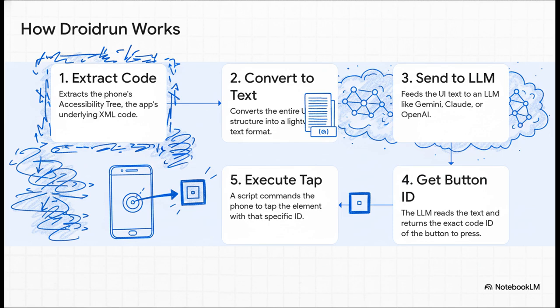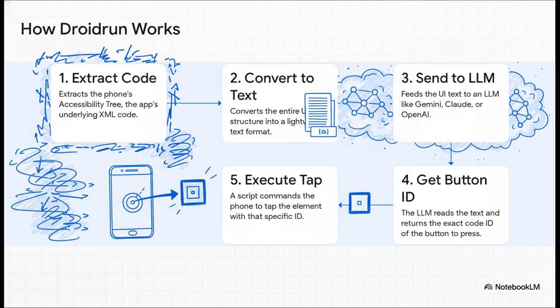It ignores screenshots altogether. Instead, it extracts something called the accessibility tree, which is really just the raw code that tells the phone's operating system where every single button and text field is. It then converts that entire screen layout into a clean, simple text file. An LLM reads this text, which is incredibly fast and cheap to process, and instead of guessing a screen location, it identifies the button's unique code ID. The script then tells the phone to tap that exact ID.